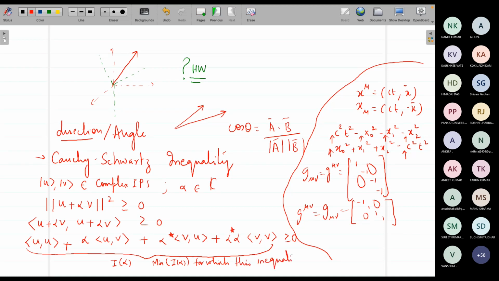How do we find extremums? Differentiate. We differentiate and put it equal to what? Zero. So dI over d alpha equals 0. Let's do that in order to find the minimum value of this I(alpha). Please do the dI over d alpha, equate it to 0, and give me whatever you are getting.